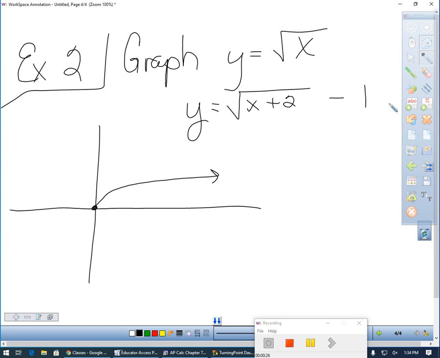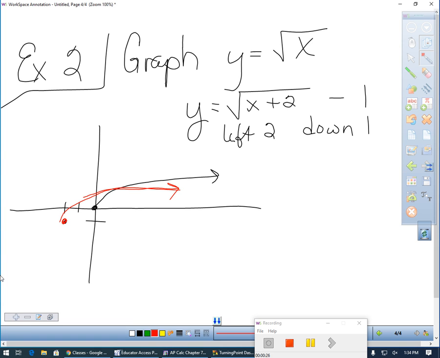Now, over here, my translation, this tells me I'm going to the left 2 and down 1. So we're going to take this whole thing, and that's exactly what we're going to do. We're going to go to the left 2 and down 1. So it starts here. I'll even put it in a different color. Starts here, and it's going to curve around.